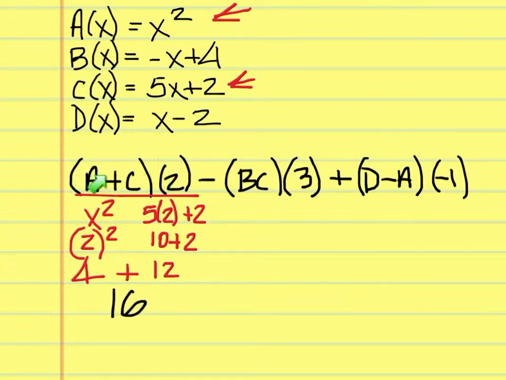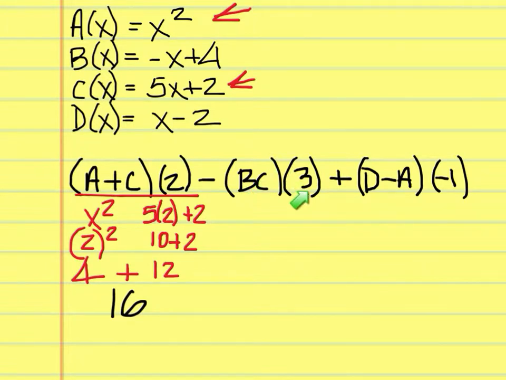Again, a plus c of 2. You're putting a 2 into the a function and getting an answer of 4. Then you're putting a 2 into the c function and getting an answer of 12. So 4 plus 12 would be 16. But that's only part of it, because now you have to go over to this one.